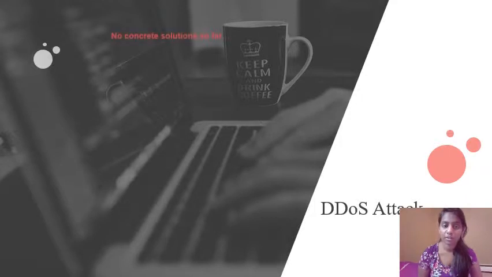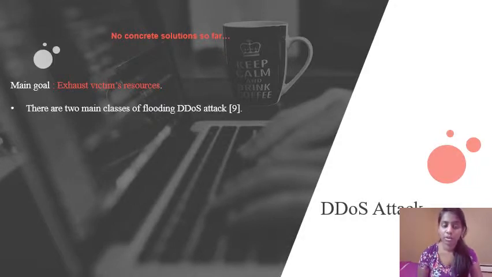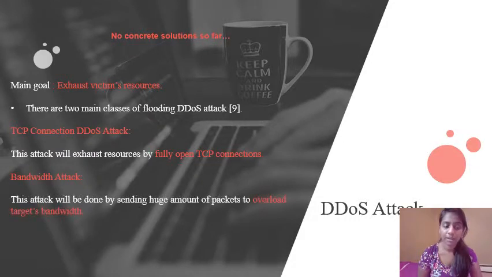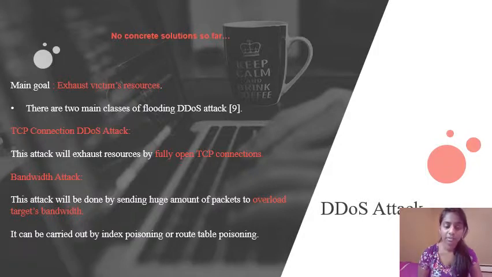The next one is the DDoS attack. The main goal of this attack is to exhaust the victim's resources. There are two types of flooding DDoS attack: TCP connection DDoS attack and bandwidth attack. In TCP connection DDoS attack, this attack will exhaust resources by utilizing fully open TCP connections. In bandwidth attack, the attack is done by sending a huge amount of packets to overload the target's bandwidth. It can be carried out by either index poisoning or routing table poisoning.